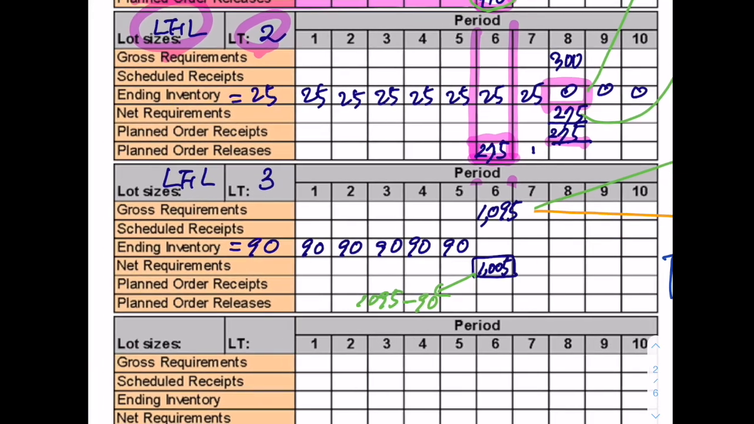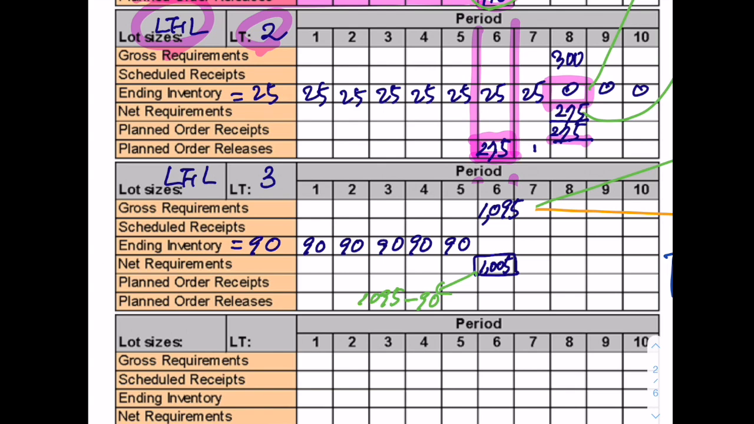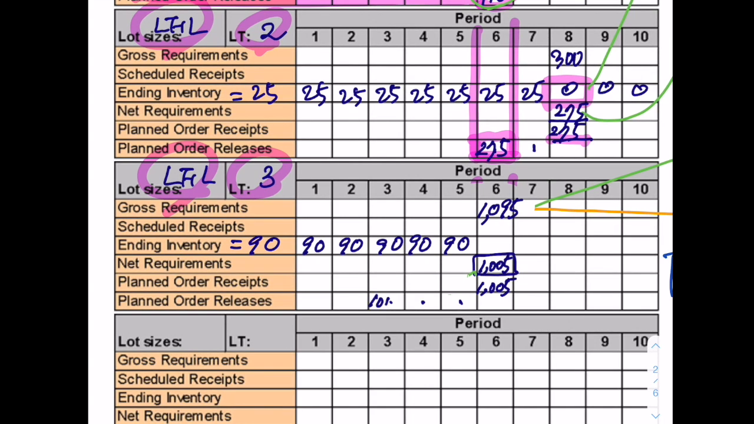Now, question is, can we receive the exact amount? Yes. The reason is, again, because it's a lot for lot. So therefore, we can receive 1005. And then to receive this 1005, you have to place your order in advance. Using lead time 3, let's move 1, 2, 3 weeks before you have to release your order. So 1005. Now, after you receive 1005, you will use 1005. So how many left? Again, you will have nothing left. So 0 and 0, 0, 0, 0.